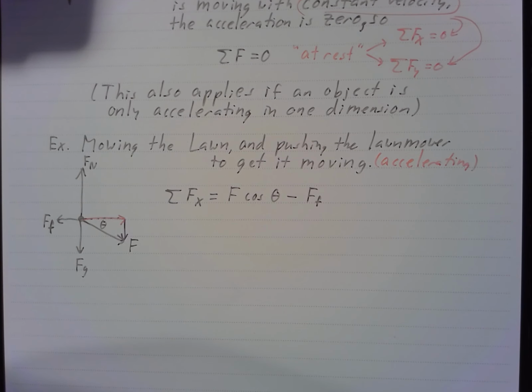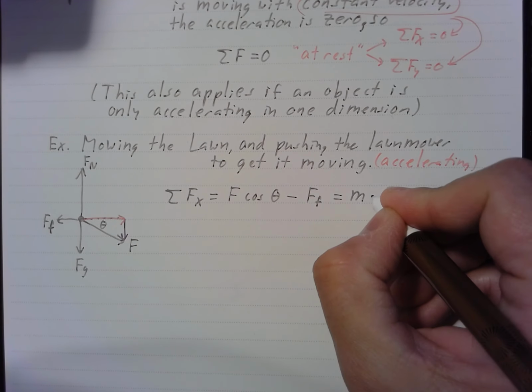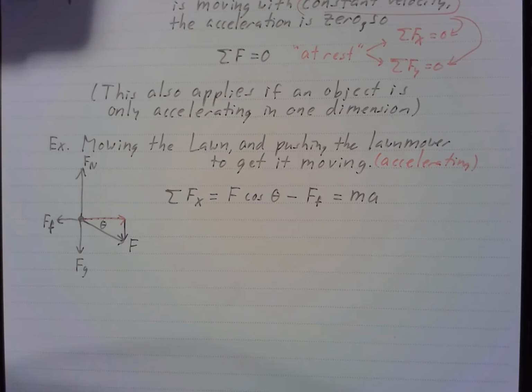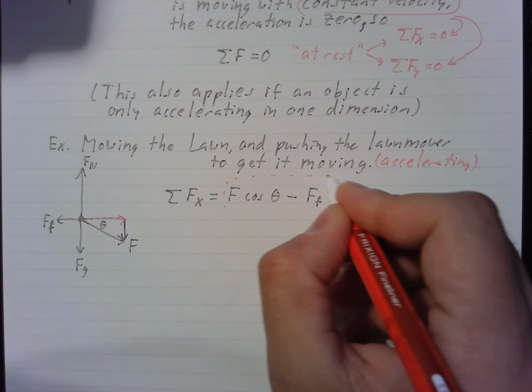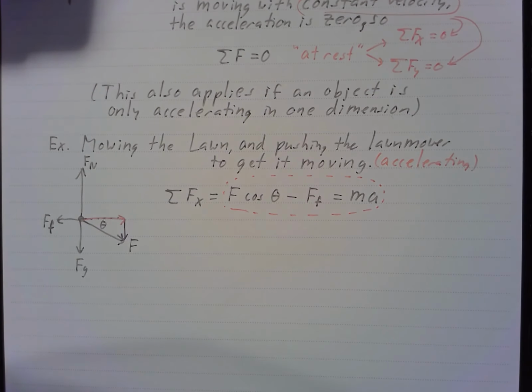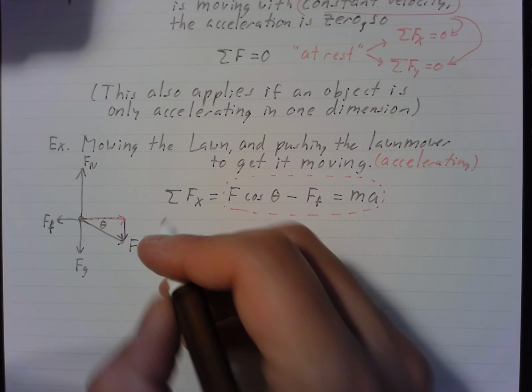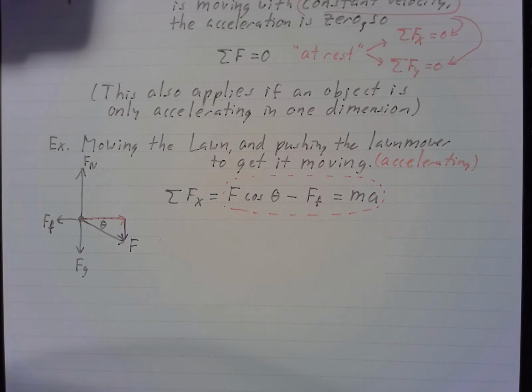And then according to Newton's second law, because it is accelerating in some direction, that is equal to mass times acceleration. So I have this expression that is very mathematically useful to me because it represents the net force along the direction that the object is accelerating. So that's really important. The other thing I can write is the y direction net force.